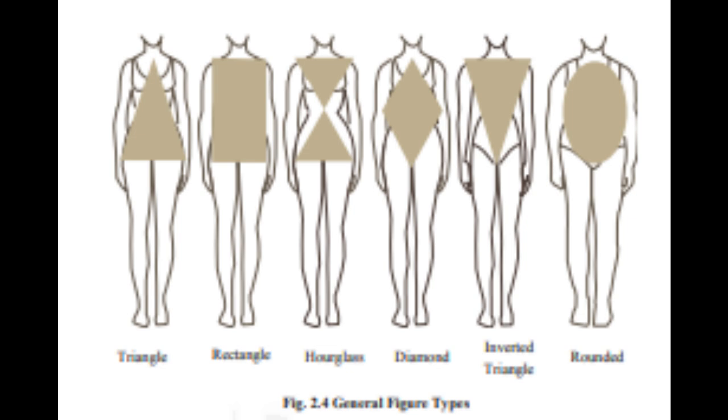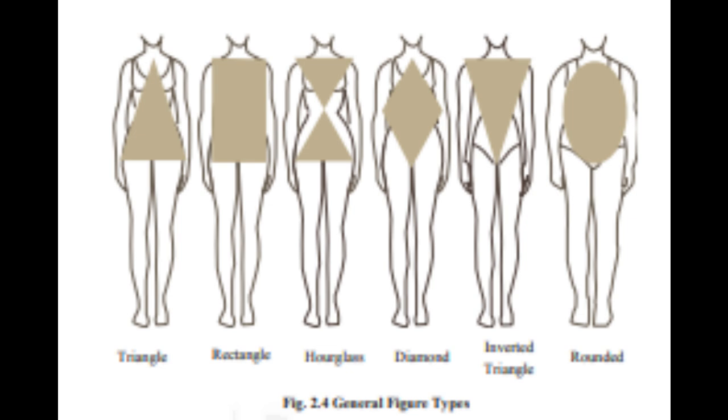Fig. 2.4. Hourglass figure type. This figure appears larger and rounded in the bust and hip area with a very small waist. The hourglass figure looks well balanced from top to bottom but is not considered ideal because smaller waist tends to make the bust and hip look proportionately larger. Weight gain is generally distributed evenly above and below the waist.